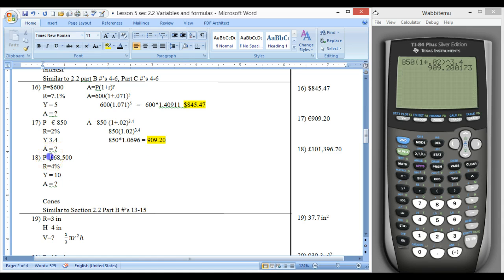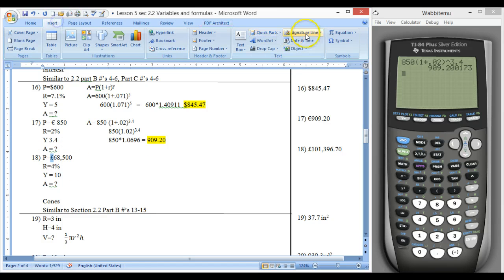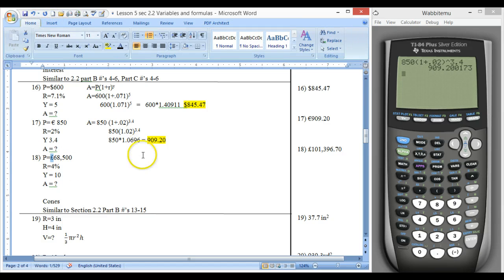Okay, the next one is pounds. Again, you can find this symbol up in Insert Symbol. You might have to search for it the first time. Using the same equation, amount final equals the principal, 68,500, parenthesis, times 1 plus 4% change to a decimal is 0.04, close the parenthesis, and raise this to the number of years. And you'll notice I just did the caret sign. It's the same difference.